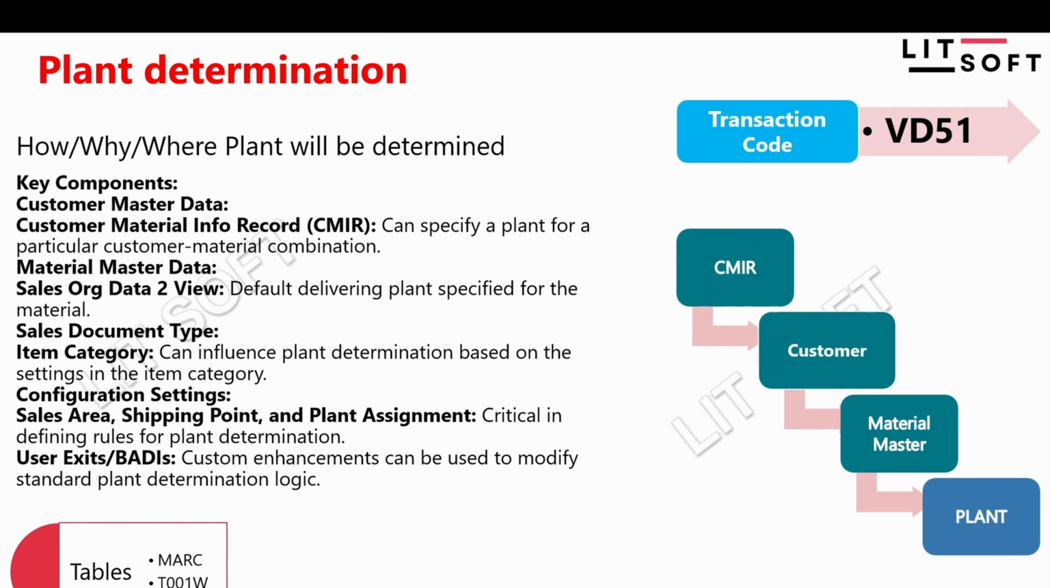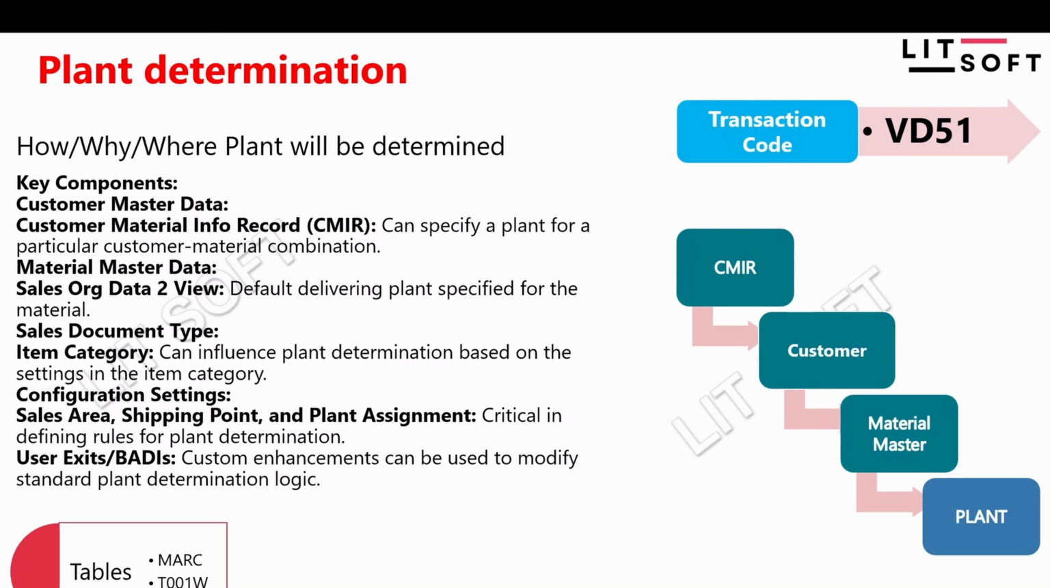Then coming to plant determination, plant is not a direct configuration. So how do we get the plant determined? There is an algorithmic logic, that is the VD51 transaction code. You can see the CMIR, customer material info record. CMIR can specify a plant for the particular customer material combination. We will maintain it as a condition record for the customer and that material, so that it will determine.